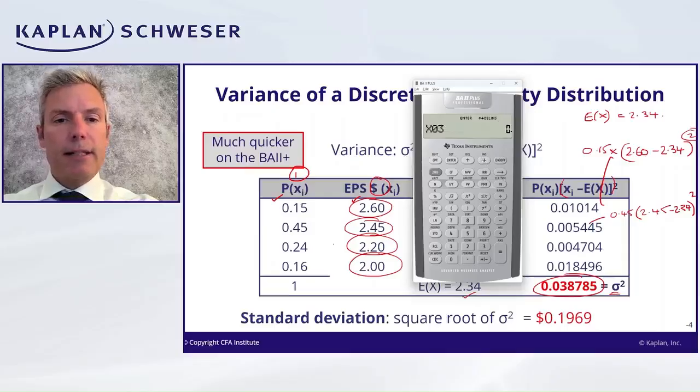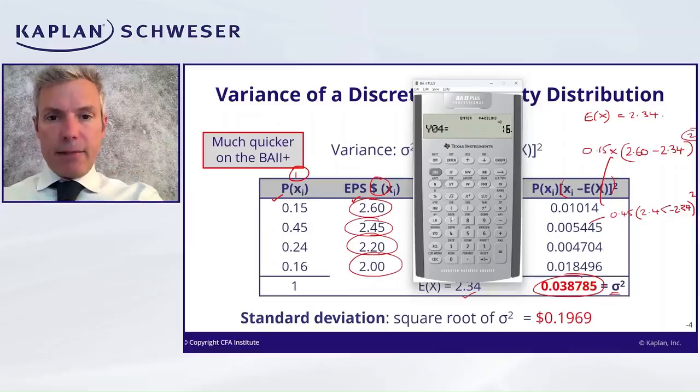And then arrow down. x03 is 2.2. And arrow down. The probability of observing that is 24 in whole percentage terms. Then the final data point is 2. Bang on. And we arrow down. y04 is 16% in whole percentage terms. Okay, great. Now, that was in the data worksheet, wasn't it?